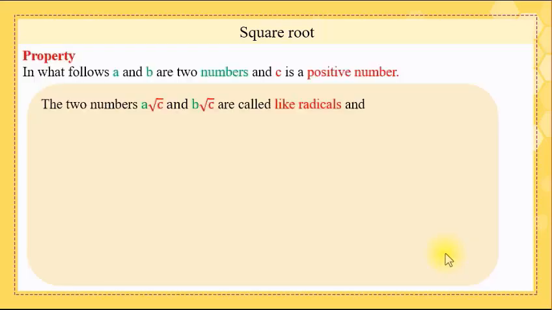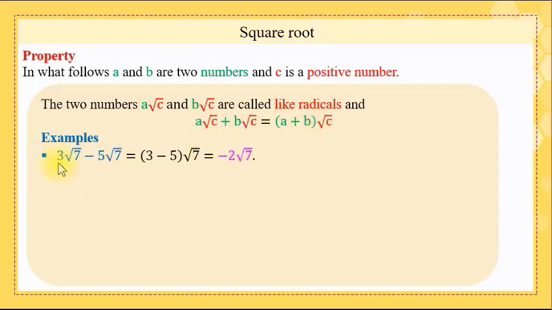We have a new property here. Like radicals: if we have two numbers having the same radical, or like radicals, we can add these two numbers outside the radical and keep the radical the same and don't change the radical.